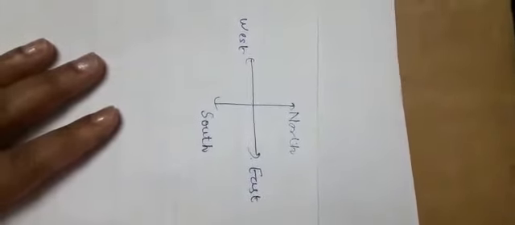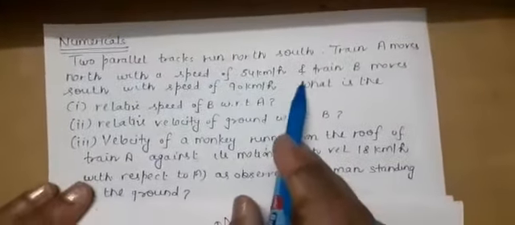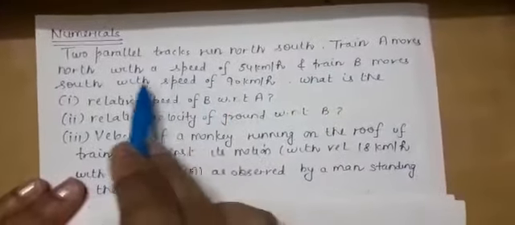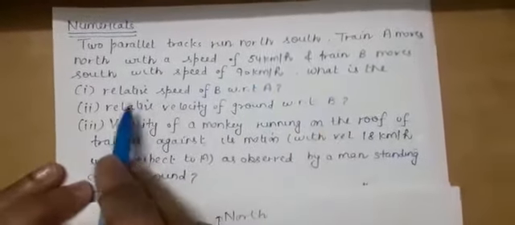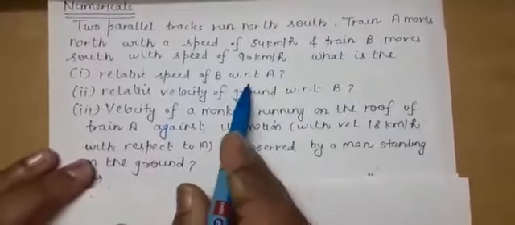Further, I will give you more detail about the direction when we study the concept of vectors. First of all, coming to the numerical part. Two parallel tracks run from north to south, and trains A and B are moving. One is moving towards north and the other is moving towards south. What is the relative speed of B with respect to A?